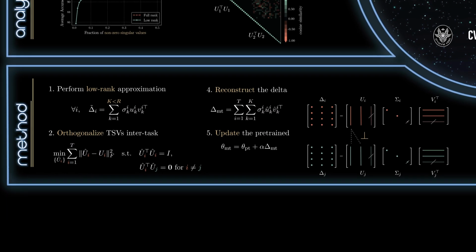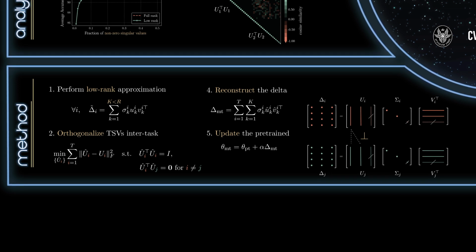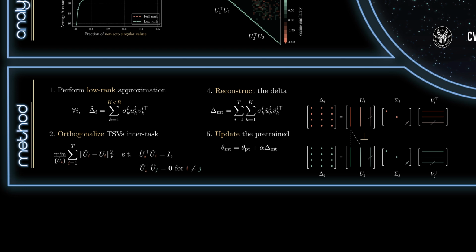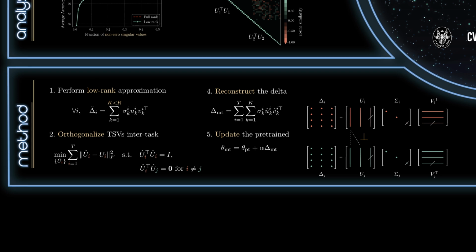So our approach first leverages this low-rank property by performing a low-rank approximation of the deltas. Then we orthogonalize the task-specific singular vectors, or TSVs, to reduce the task interference that we've seen. After we do this, we can sum across all tasks the TSVs properly weighted by their singular values and obtain our multitask delta. This one can be finally added back onto the pre-trained model to get the final merged model that we wanted.